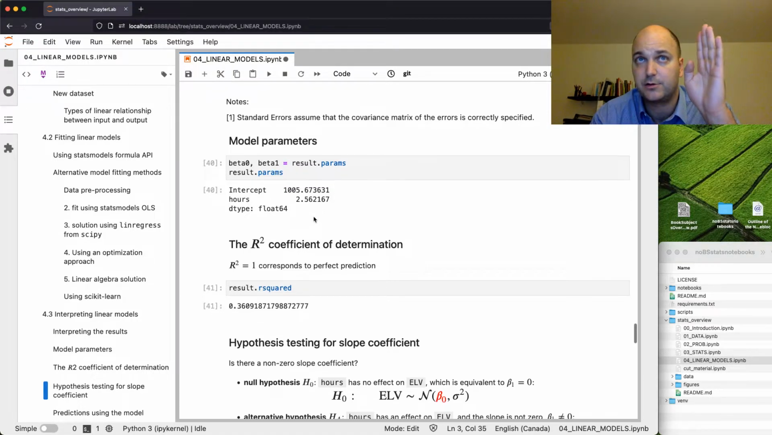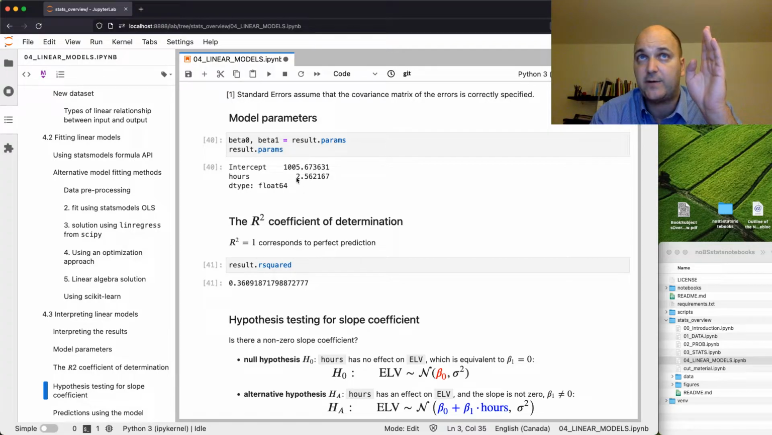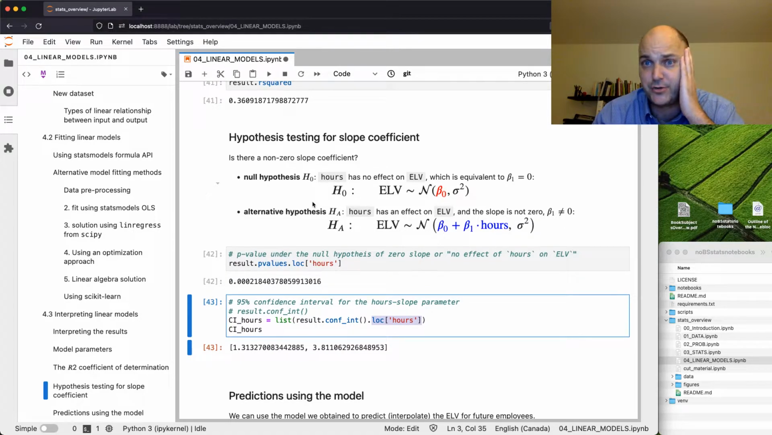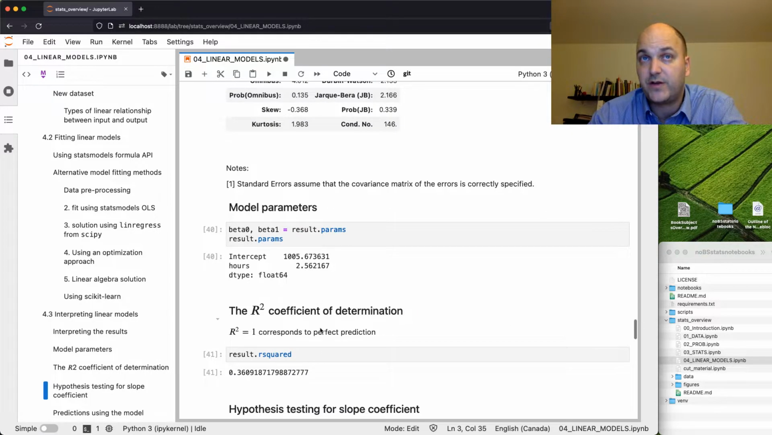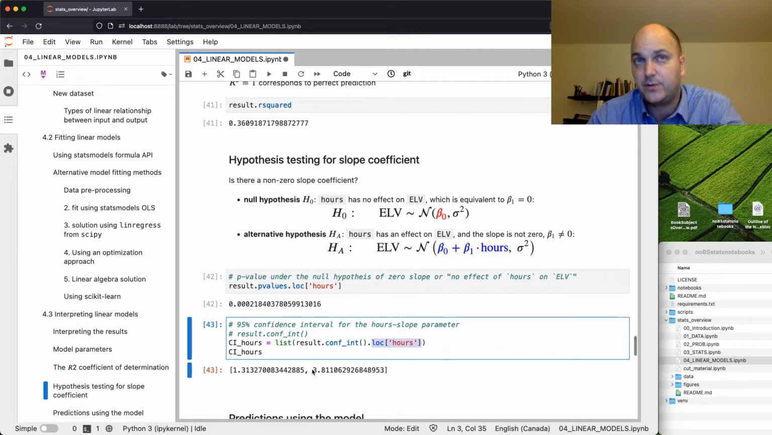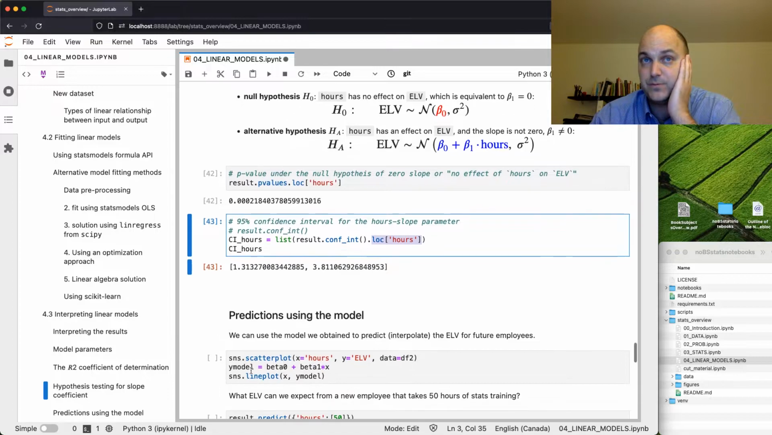So this is what we can conclude: for each hour of statistical training, there is a 2.56 increase in the employee lifetime value. And if someone asks, well, are you sure about this 2.56? You say, well, actually, it's somewhere between 1.3 and 3.8. So it's not a guarantee of 2.56. This is the confidence interval we can give, which is still pretty good. Even in the worst case, statistical training is helping improve EOV. So the more you do, the better.